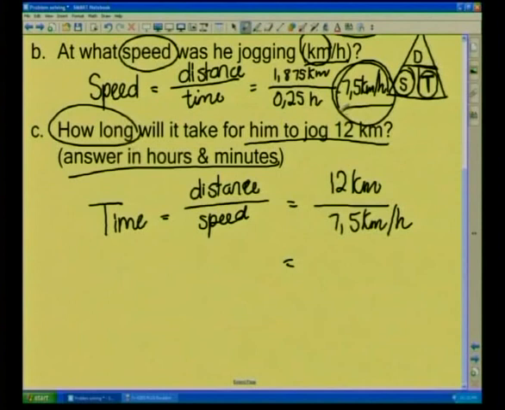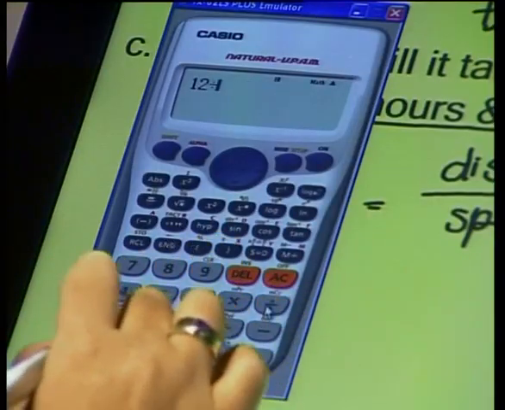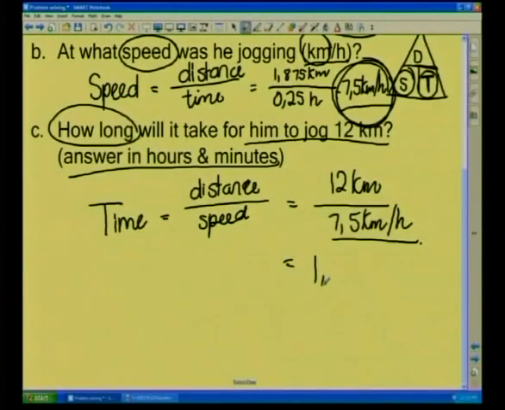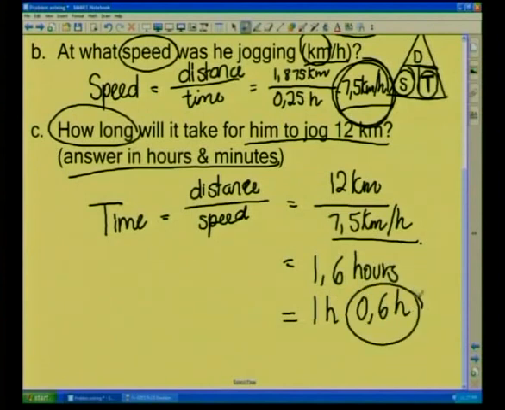Again, always use the information that you've already found and show all your working so that if this answer was incorrect, you would still get your marks at that point. So 12 divided by 7.5 is equal to 1.6 hours. Right, now you need to be careful because this is 1 hour and 0.6 hours, and that is not appropriate. It's not minutes. We need to convert this to be minutes by timesing this by 60 to get minutes.